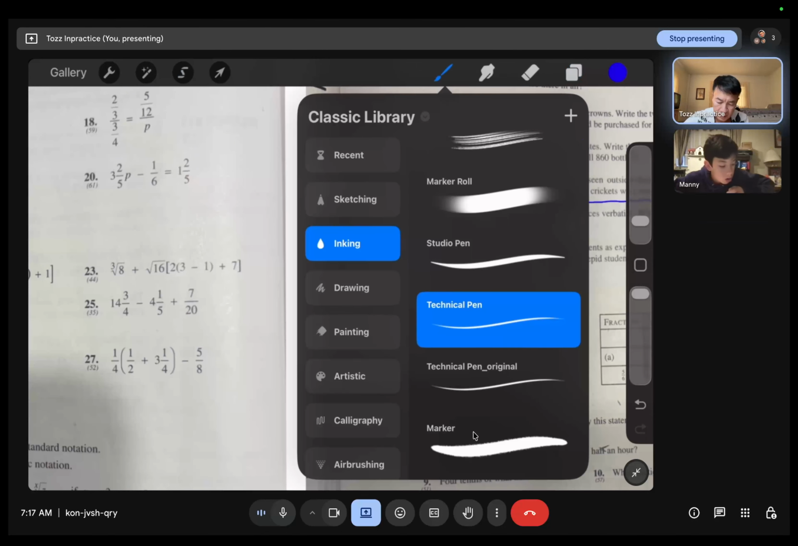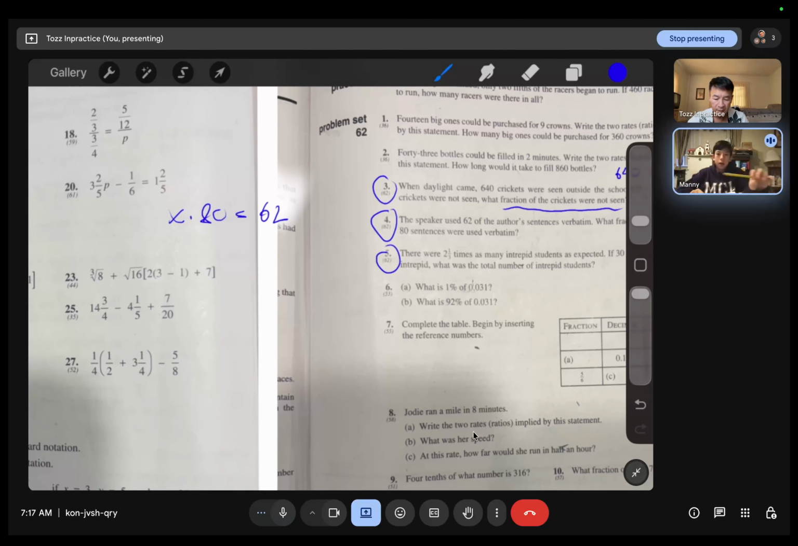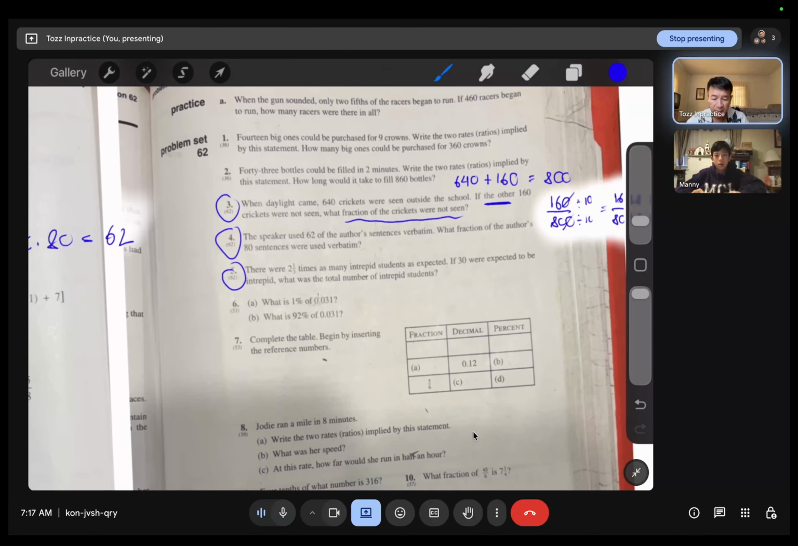Okay. I see. It's under the layer. So fancy stuff here. Okay. X times 80 equals 62, and then you put it over 80. Yeah, that works. Okay. That means number 3.